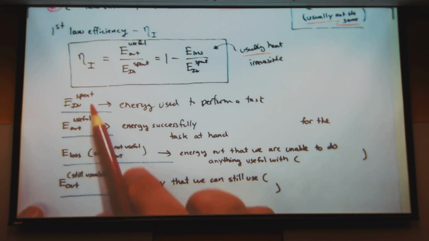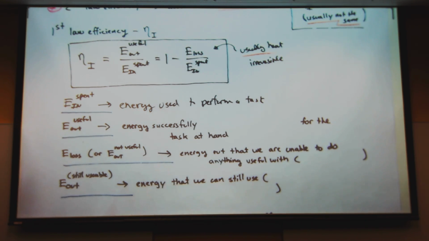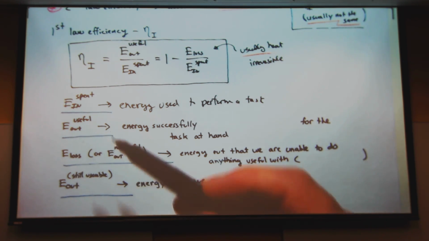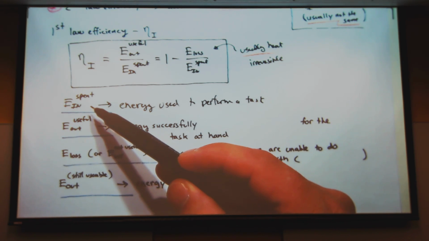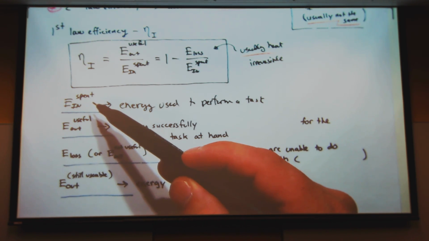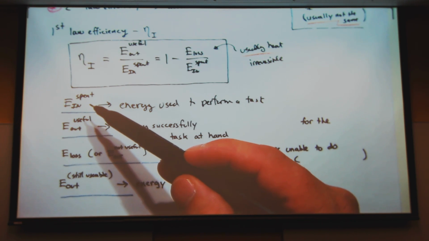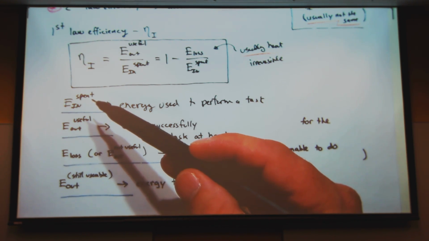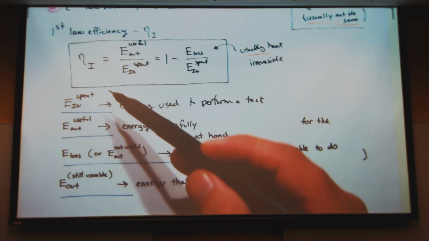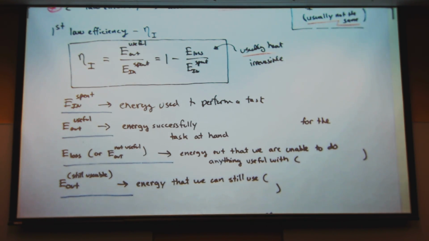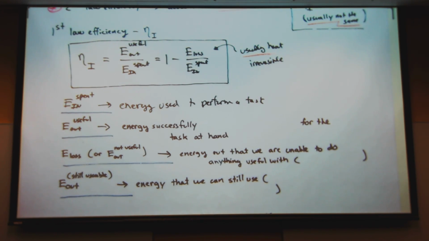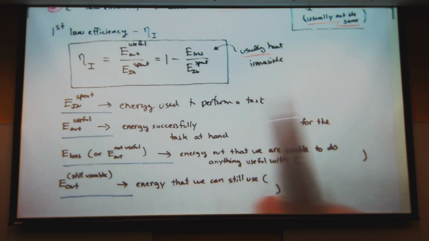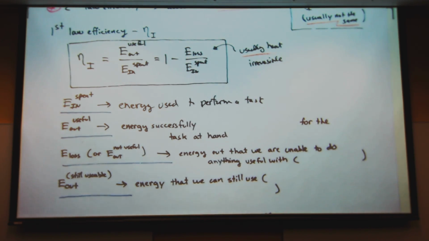So this energy in spent is the energy used to perform a particular task. This is what I was talking about when I said if there's 10 kilojoules of total energy, and 8 kilojoules of that is what we're going to do something with, that would be the energy in spent. It would be the 8 kilojoules of the 10 kilojoules total. So it's the energy that went into our system to serve a purpose.